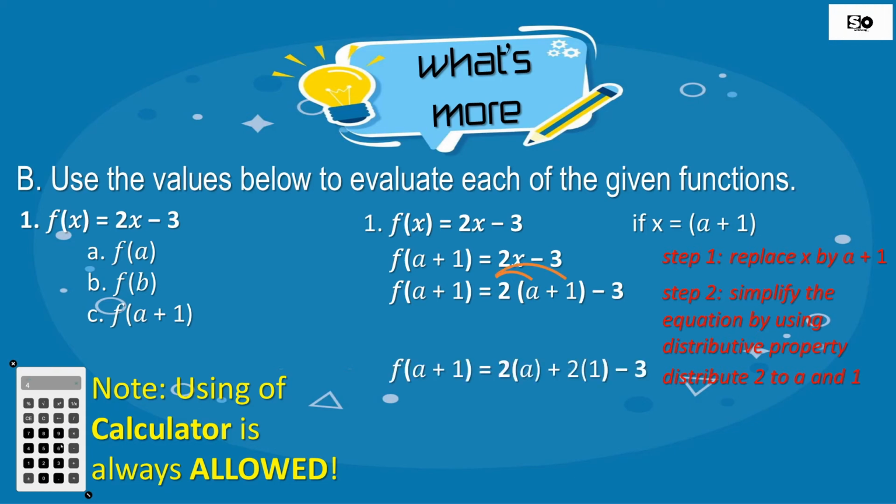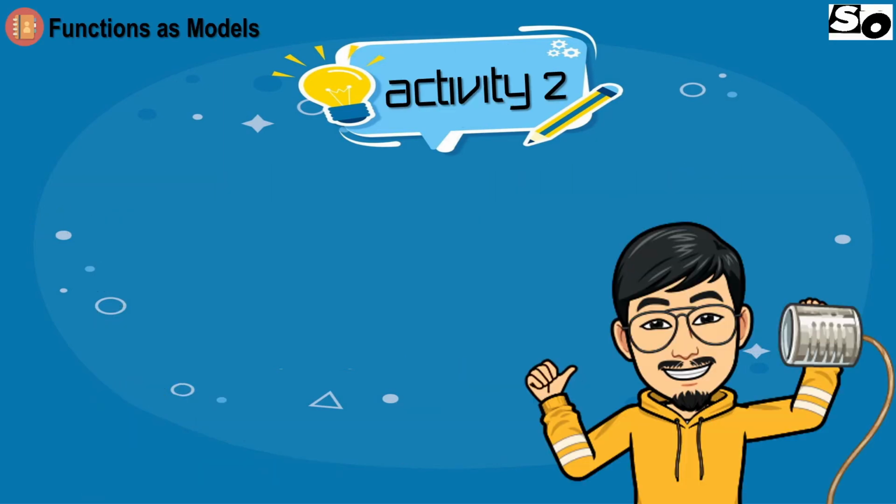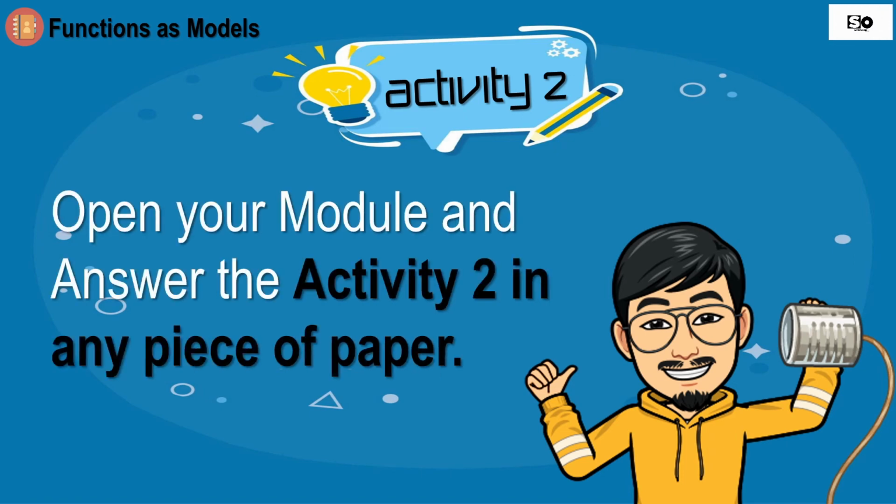Simplify. Ang lalabas is 2a plus 2 times 1 minus 3. Pwede na natin isimplify ang ating equation into 2a plus 2 minus 3. Last step is to simplify the equation. Pwede na natin pagsamahin si positive 2 at negative 3. Kaya ang ating final answer would be 2a minus 1. Activity 2. Open your module and answer the activity 2 in any piece of paper.